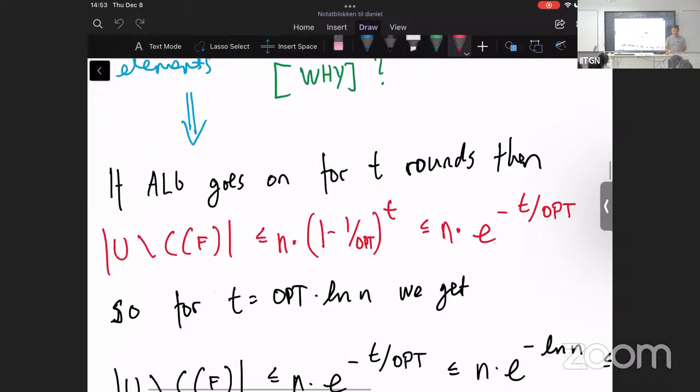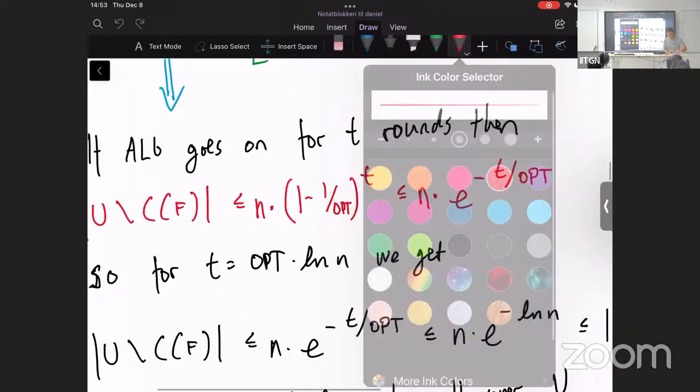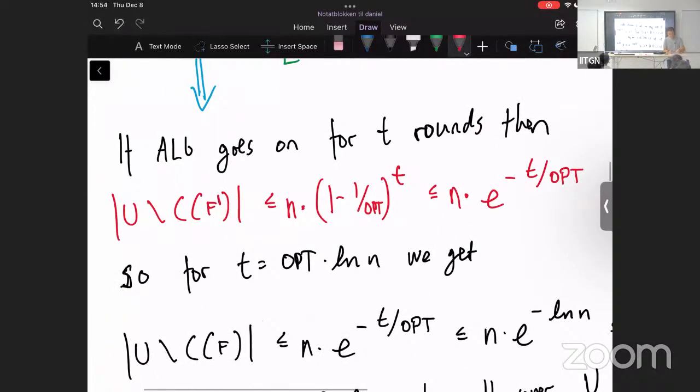which then means that if the algorithm has gone through the outer loop t times, it added a set t times to F prime, then the number of yet uncovered elements is at most all the elements times the ratio that you lose every time. So that's 1 minus 1/opt to the power t, the number of rounds you went. And by the inequality, 1 minus 1/opt is at most e to the minus 1/opt, to the power t. So that's n times e to the minus t/opt.